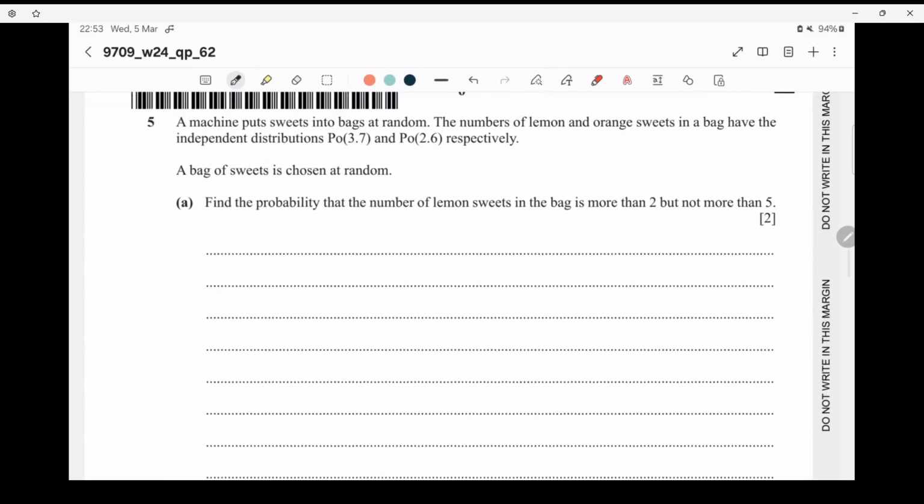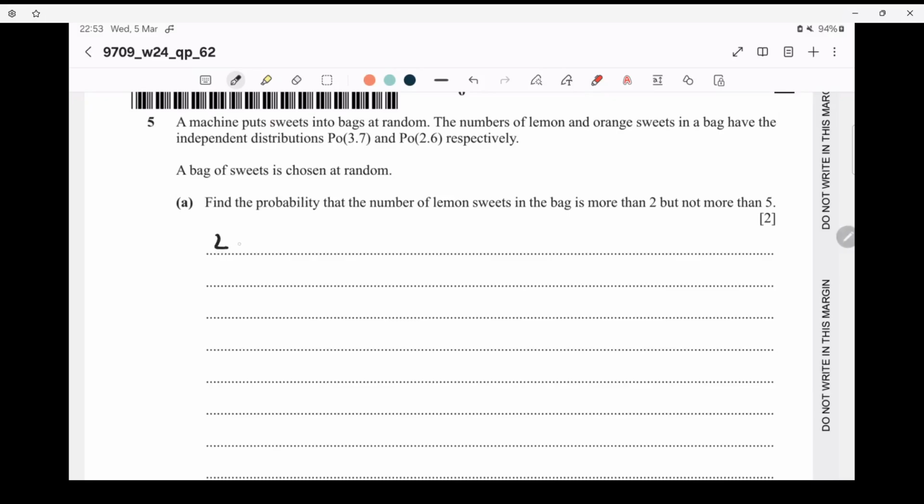Question 5. You have a machine that puts sweets into bags. You have lemon and orange. They are given by Poisson distribution. A bag of sweets is chosen at random. Find the probability that the number of lemon is more than 2 but less than 5.